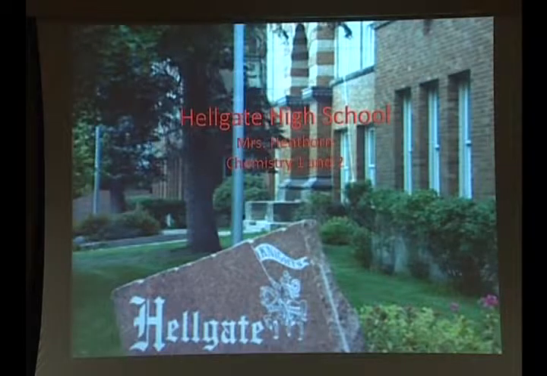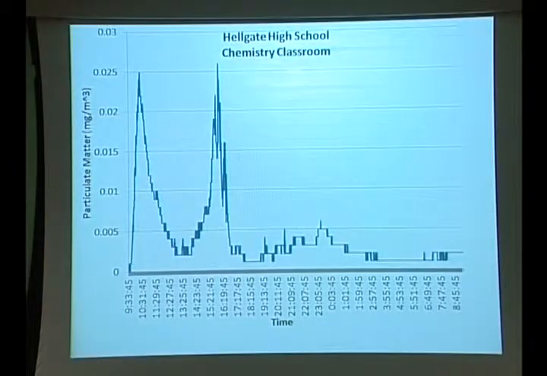The first chemistry classroom that we did was Mrs. Henthorne at Hellgate High School. She teaches chemistry 1 and 2. This is the graph for the data that we collected at Mrs. Henthorne's classroom. During her prep period, there was little to no activity, but the particulate matter spiked during her first chemistry class. And this was a chemistry 2 class, and there was a lab being performed during both chem 2 classes, and those were second and third period.